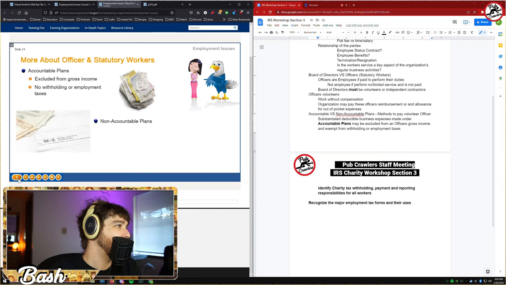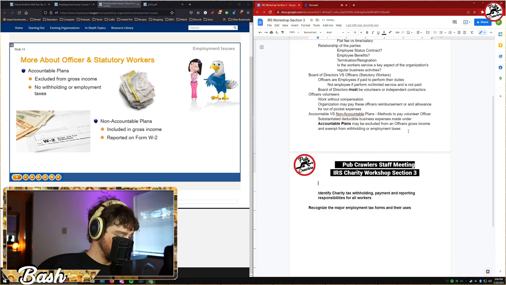Under a non-accountable plan, however, amounts paid are included in the officer's or employee's gross income and are reported on Form W-2. The amounts are subject to all applicable employment taxes.